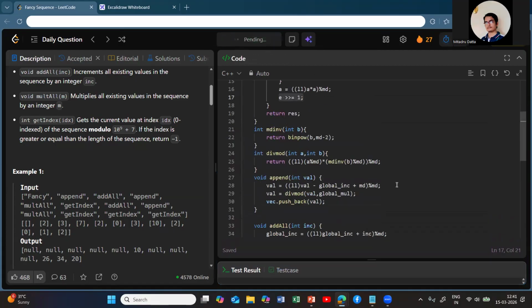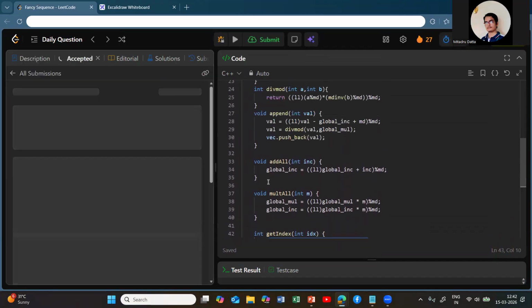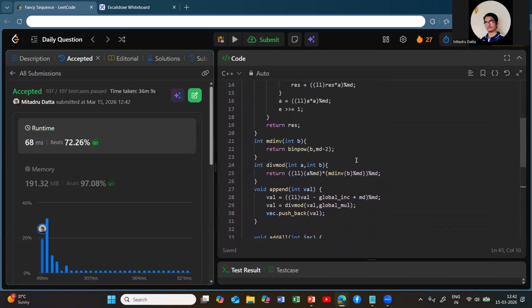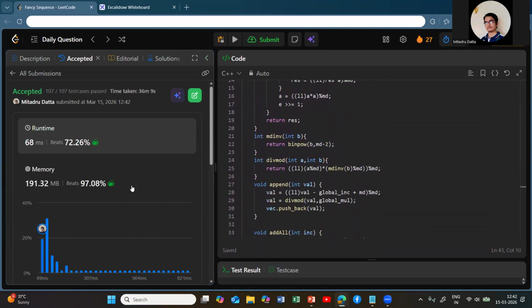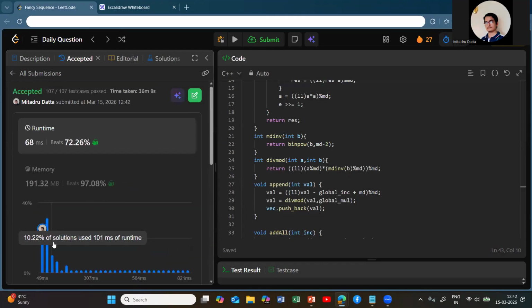If you try to submit it for all cases, I hope it will work very fine, because every function is being done in a very optimized manner, and you see you are doing pretty well in your global runtime as well as memory. Okay, so yeah, that is all. You are in the top branch.